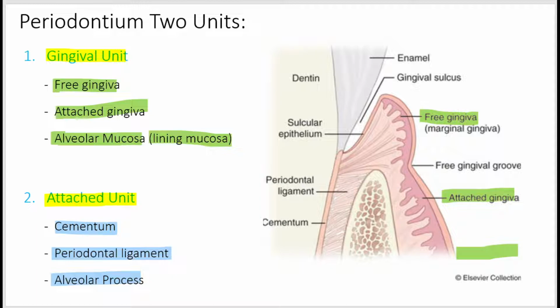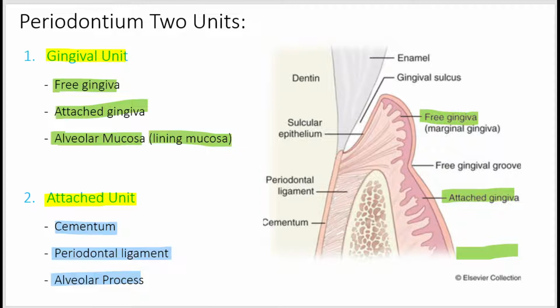We're talking about the lining of these things. What is the type of tissue that lines these? So these two are lined by the masticatory mucosa, the lining of them, right? And the lining of the alveolar mucosa is the lining mucosa. So all of that is in there.